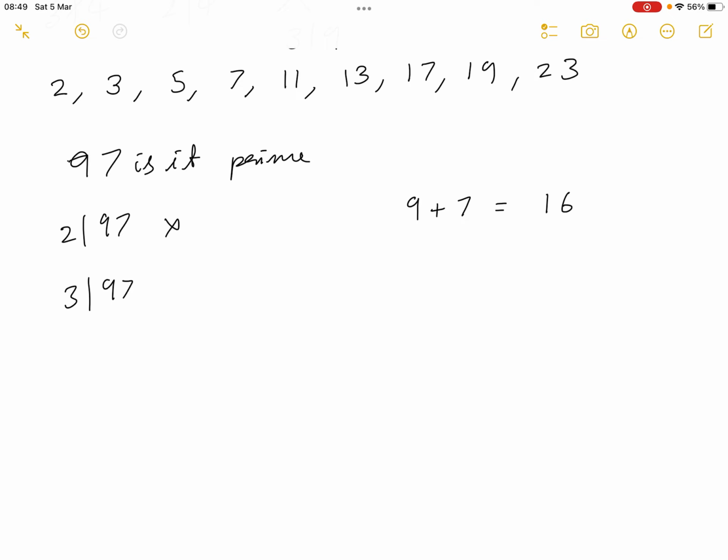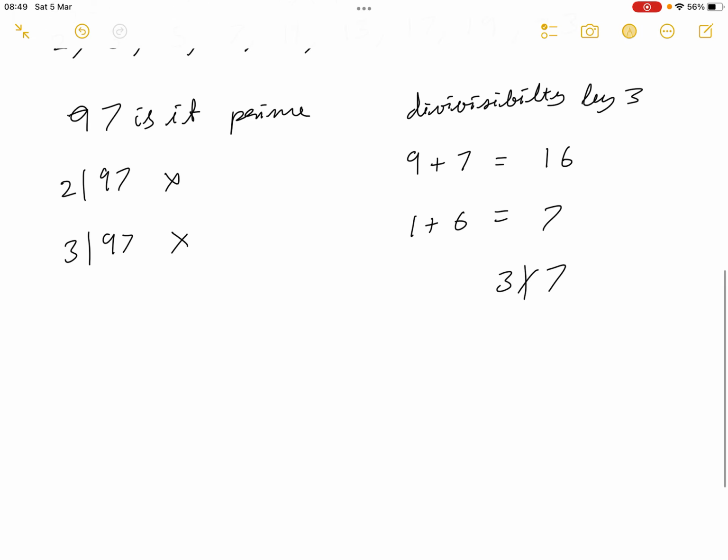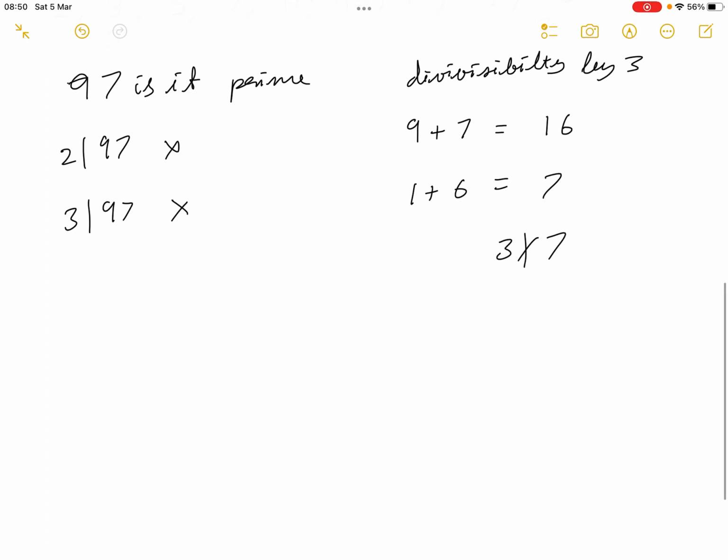This is just a trick to check divisibility by 3. You can do this again. 1 plus 6 is 7, and 7 is not divisible by 3, so we can say that 97 isn't divisible by 3. Or you could always go ahead and try and divide it, and you can just see that if you try and divide 97 by 3, you get a remainder of 1.